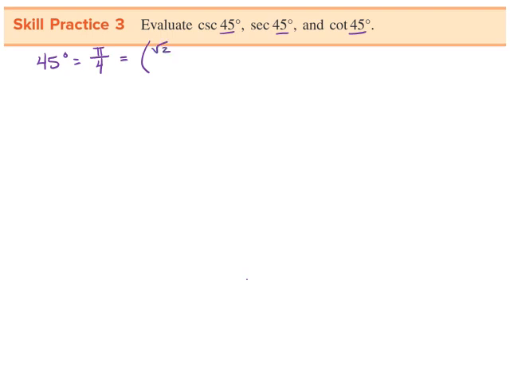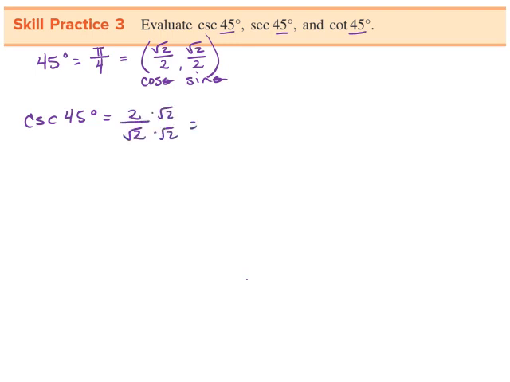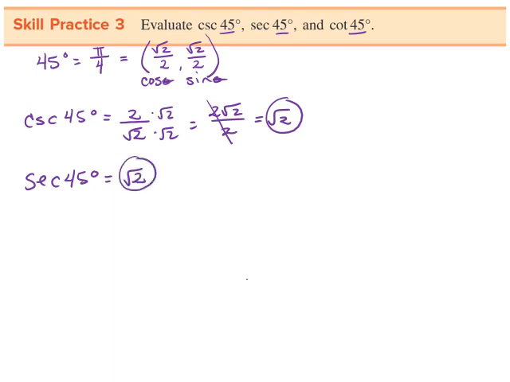Pi over 4 has the corresponding ordered pair of root 2 over 2, root 2 over 2. So if I know this, then I know cosine and I know sine, so I can find any of the trig functions. Cosecant of 45 degrees is the reciprocal of sine, which is 2 over root 2. When I rationalize this denominator, I get 2 root 2 over 2, and that becomes the square root of 2. Secant of 45 degrees is the exact same thing. And then finally, cotangent of 45 degrees.